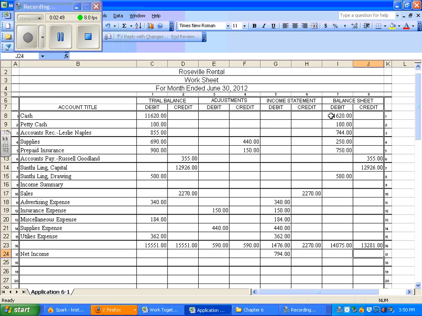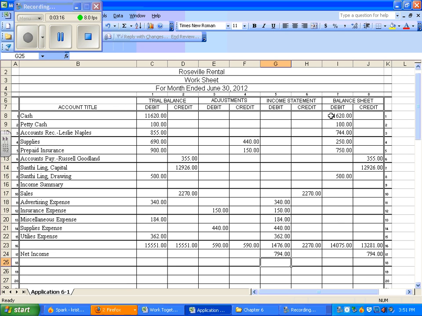Now we're also going to put the $794 in the credit column of the balance sheet, because if a company, a sole proprietorship, has a net income, then that net income is going to benefit the owner of the company, and the owner of the company's interest is represented by the capital account. And in order to increase the capital account, you increase it with a credit. So we're going to put in $794 credit.